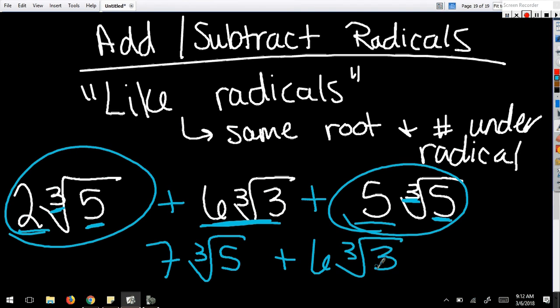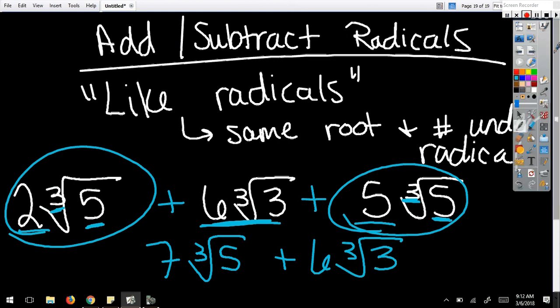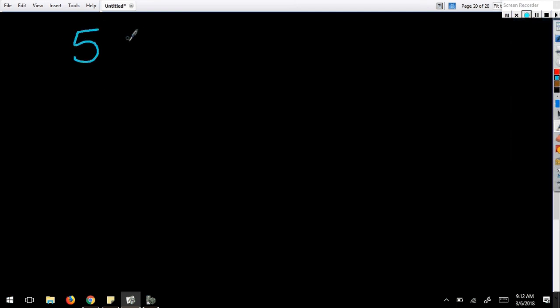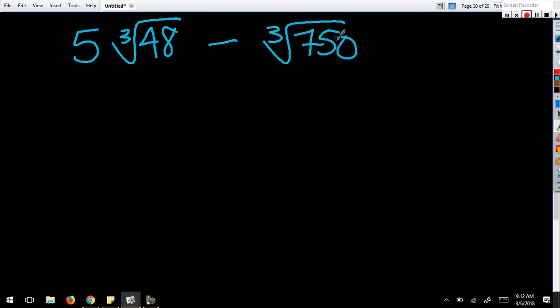Does that make sense? Now, you will encounter some, and let me show you, and this will be the last example I do, I promise, where you're going to have to simplify them first before you can combine them. Y'all look weary. I promise this is the last one. 5 times the cubed root of 48 minus the cubed root of 750. When you're adding or subtracting, you always want to try to simplify your radicals first, okay? So look at each one of these. They're both cube roots, right?